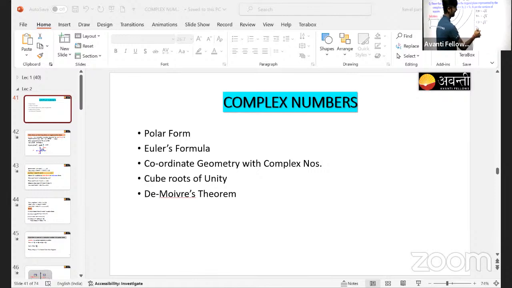And the last side is AD. 2 whole square, 4, 4. So 4 plus 4, 8. So we proved this. This means that the figure is either a square or a rhombus.